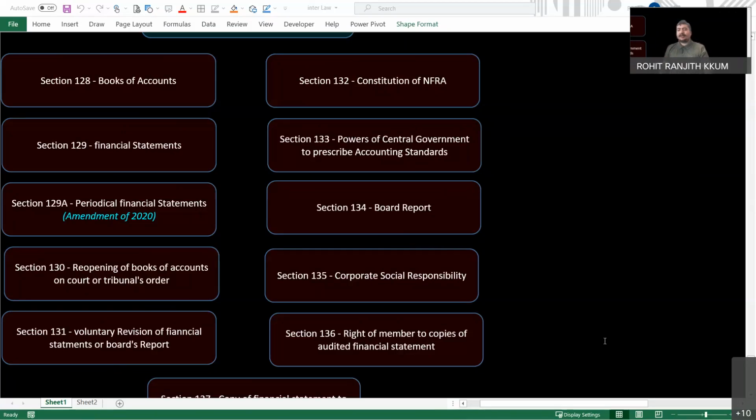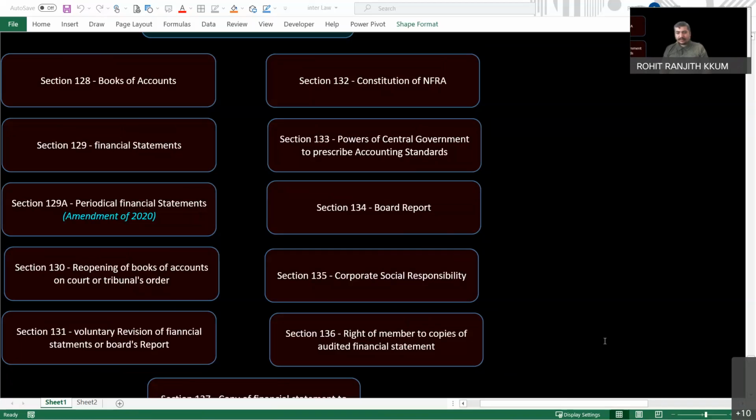So fundamentally, it is affecting the interests of a lot of people, including government. So do you really think the revision of books of accounts should be allowed easily? Answer is no. So here the action taken by income tax department is not valid as per section 130. I'm shocked you directly gave the answer, because if you read the heading title of section 130, you will get the answer. What is written there? It is written under section 130 that reopening of books of accounts on court or tribunal's order.